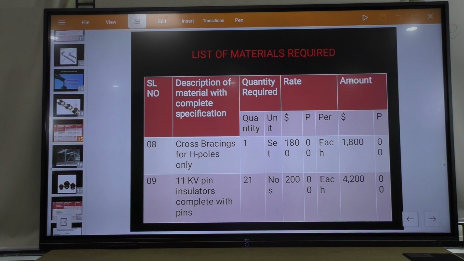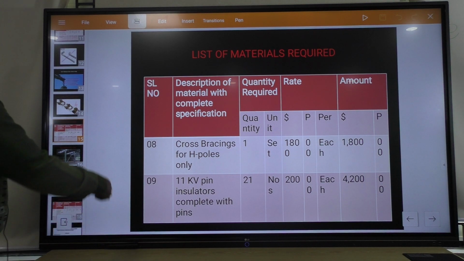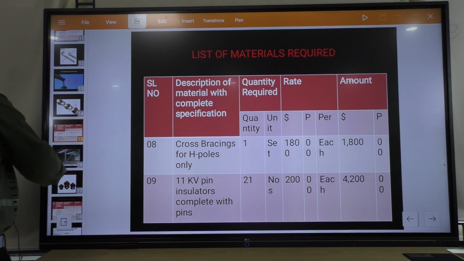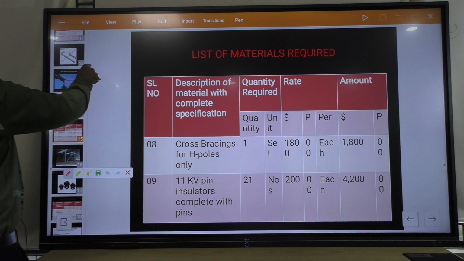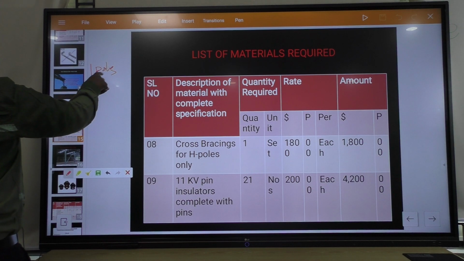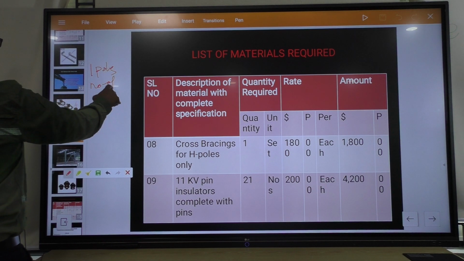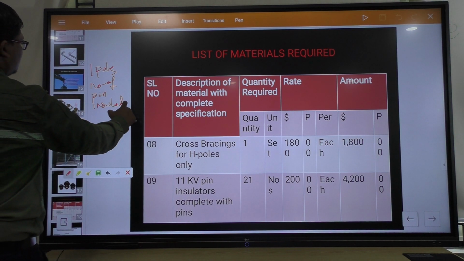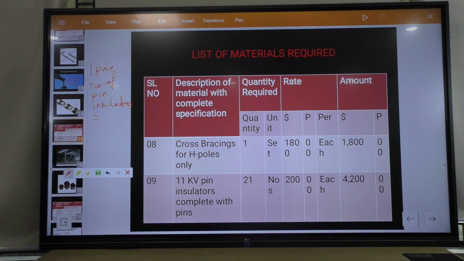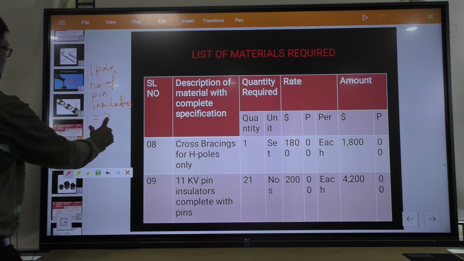Next, this is the cross bracing required for H pole structure, and 11 kV pin insulators required for the poles. For one pole, the number of pin insulators required is 3.